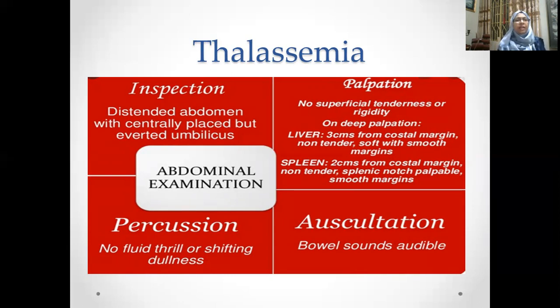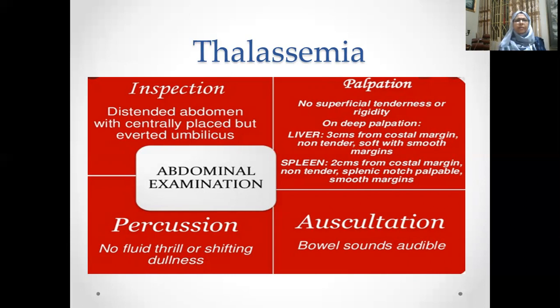And here on the left side, there is another structure, that is the kidney. When the kidney is enlarged, you have to differentiate the structures, that is the spleen and the kidney, on the left side.